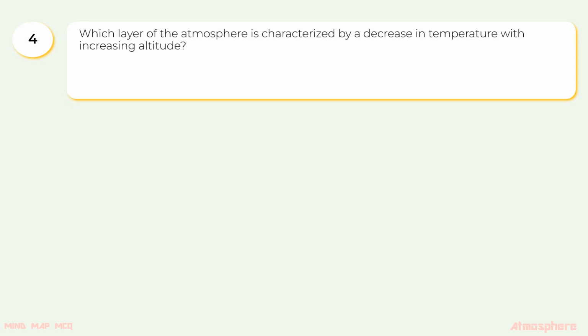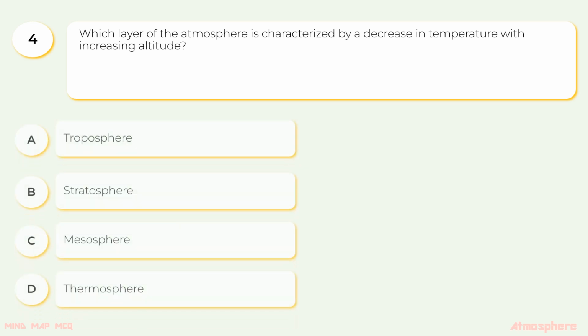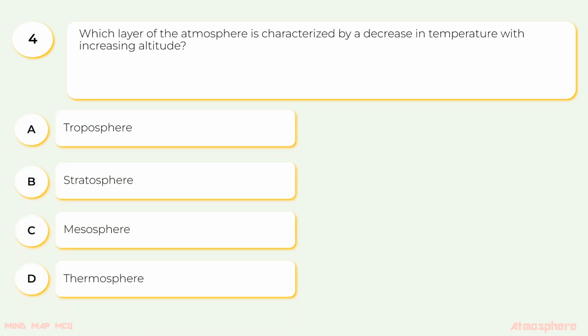4. Which layer of the atmosphere is characterized by a decrease in temperature with increasing altitude? The options are A. Troposphere, B. Stratosphere, C. Mesosphere, D. Thermosphere. The correct option is A.